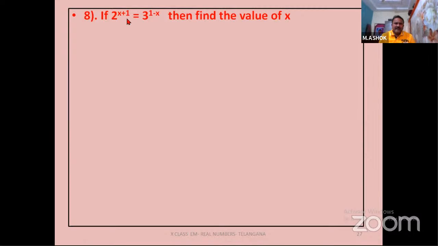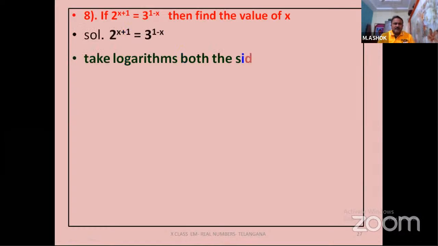If 2 to the power of x plus 1 is equal to 3 to the power of 1 minus x, then find the value of x. Whenever you see this type of question, the first step is to take logarithms on both sides.